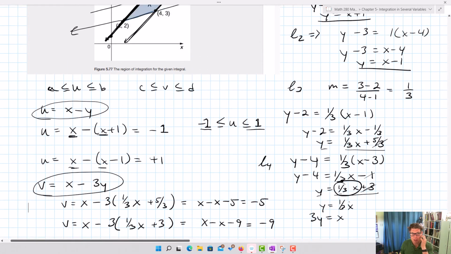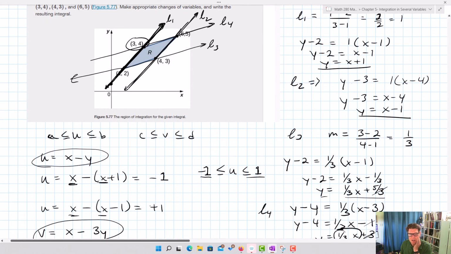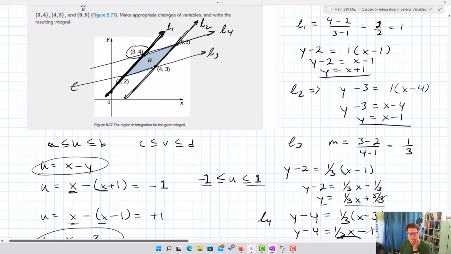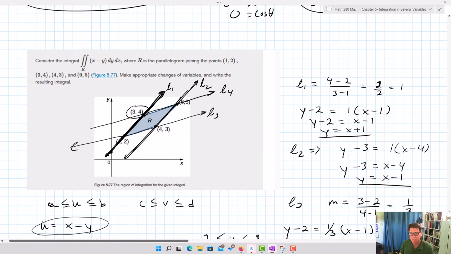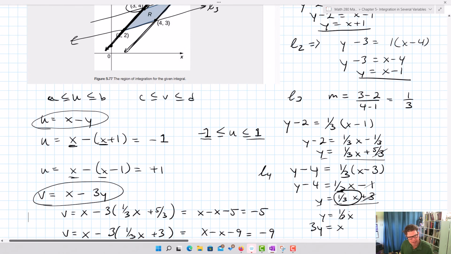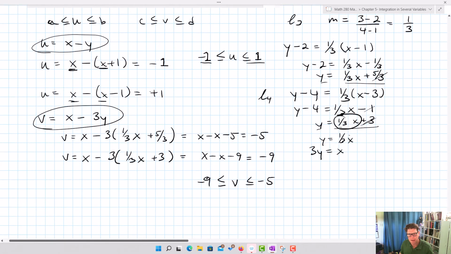Notice also that if I look at my integral, x minus y dy dx, oh my goodness, that means I'm just going to be plugging in u for x minus y. That makes things so much easier too. This way of writing u and v gives me a rectangular region: u between negative 1 and 1, v between negative 9 and negative 5, and it also makes my integral simpler. So these are all considerations we can make here.